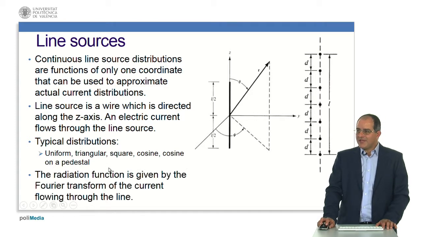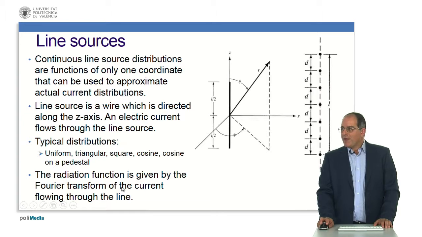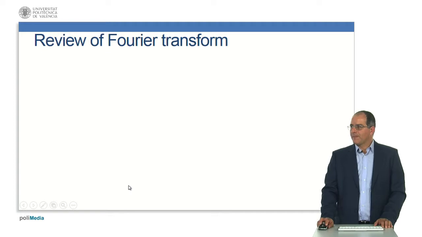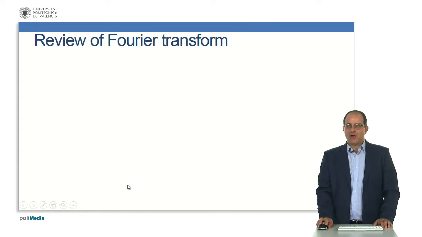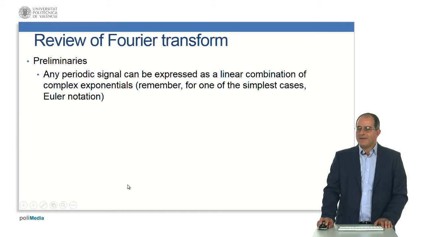So the radiation function of any line source is given by the Fourier transform of the current flowing through the line. It is very important to call your attention that the integral in the 3D domain that was presented in the previous MOOC can now be replaced with a 1D domain Fourier transform. So the first thing we are going to do now is to make a brief review of the Fourier transform.